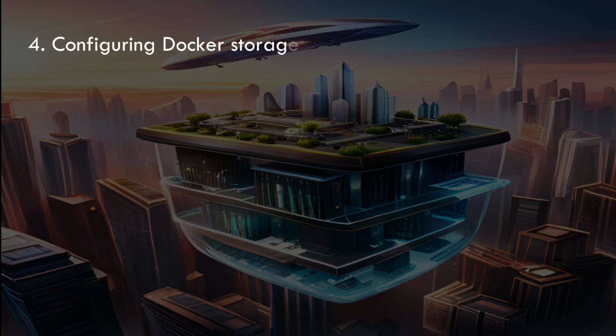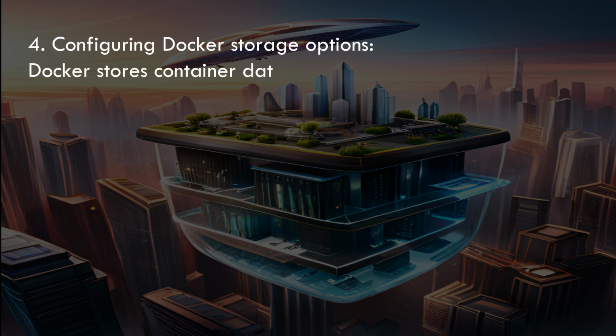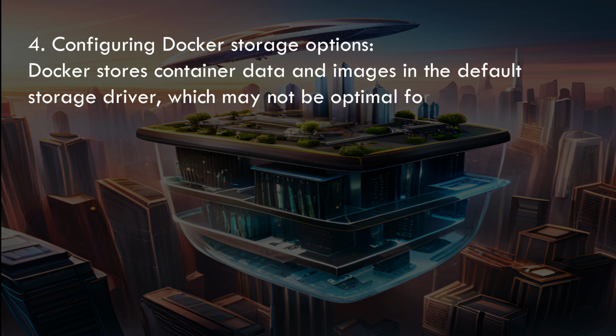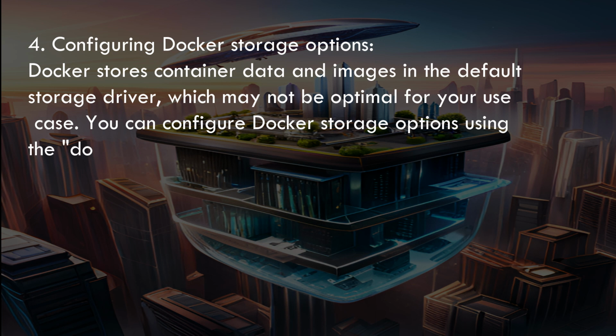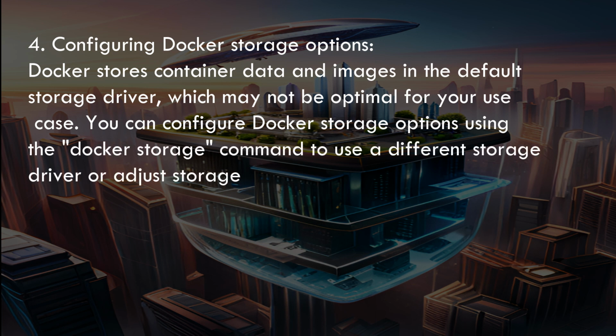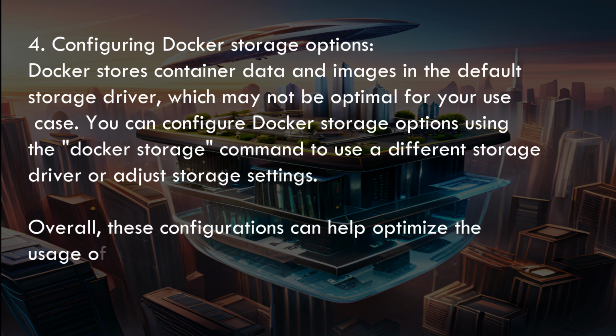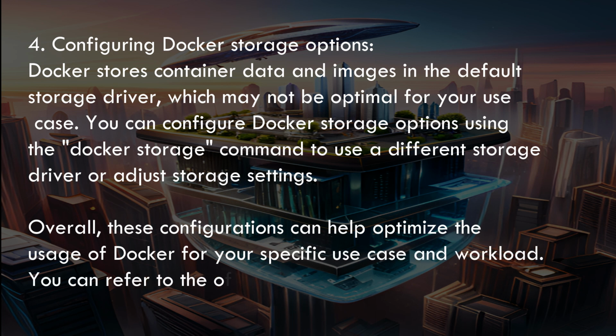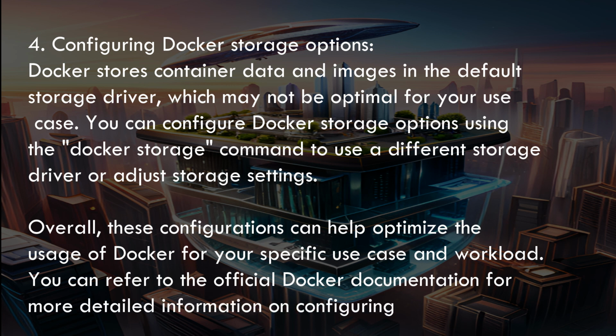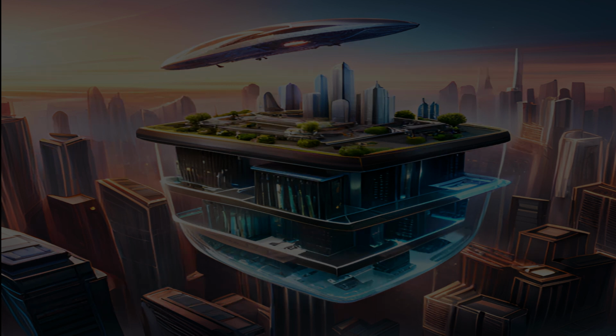4. Configuring Docker storage options. Docker stores container data and images in the default storage driver, which may not be optimal for your use case. You can configure Docker storage options using the Docker storage command to use a different storage driver or adjust storage settings. Overall, these configurations can help optimize the usage of Docker for your specific use case and workload. You can refer to the official Docker documentation for more detailed information on configuring Docker.